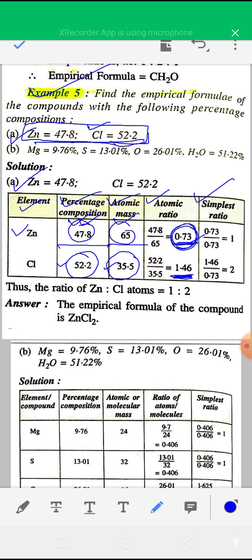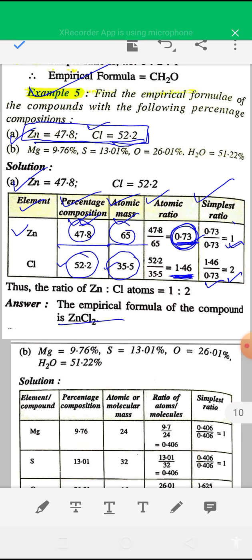So divide 0.73 by 0.73, you will get 1, and similarly you have to divide 1.46 by 0.73 to get a whole number, and the whole number is 2. So in this compound, according to the simplest ratio, zinc is 1 and chlorine is 2. So the empirical formula is ZnCl2, 1 zinc and 2 chlorine.